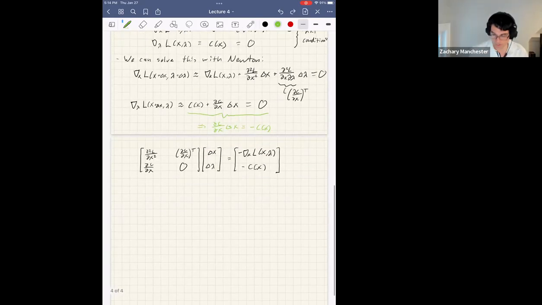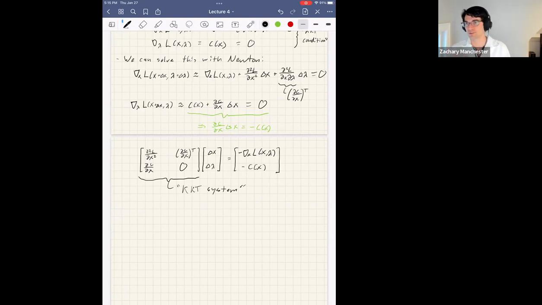All right, so this linear system we just wrote down shows up all over the place in optimization. It's super, super standard, and so common that it has a name. This is called a KKT system. In particular, it is the linear system that shows up when you do Newton's method on a constrained optimization problem.